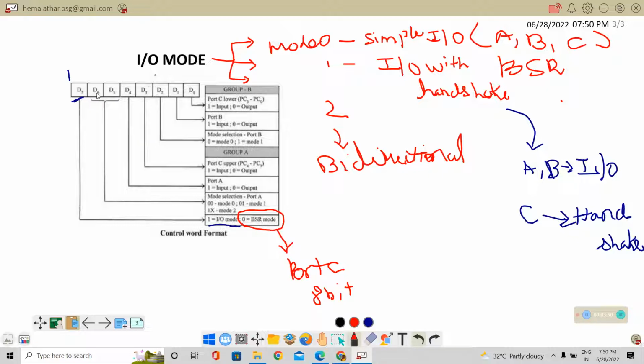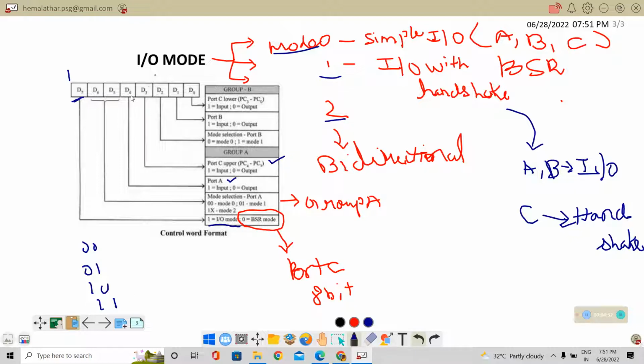Next we have D6 and D5. These represent the mode selection for group A. Under group A, the ports are port A and port C upper. Since it is 2 bits, how many combinations do you get? Four different combinations: 00, 01, 10, 11. 00 is mode 0, 01 is mode 1, and 10 or 11 belongs to mode 2.